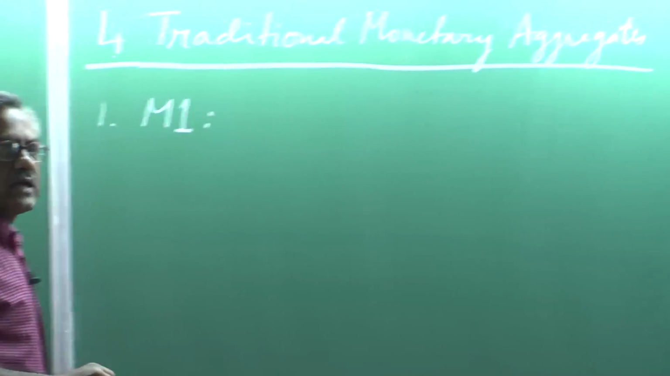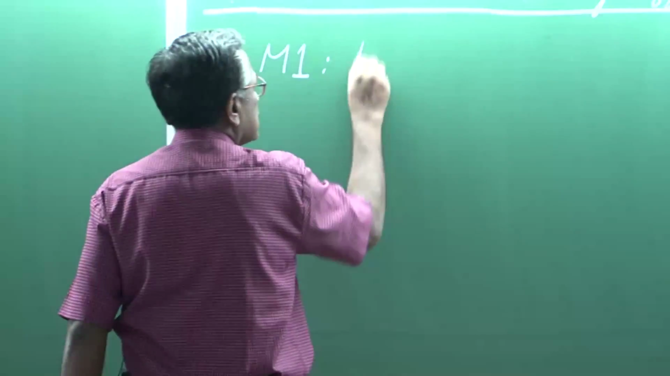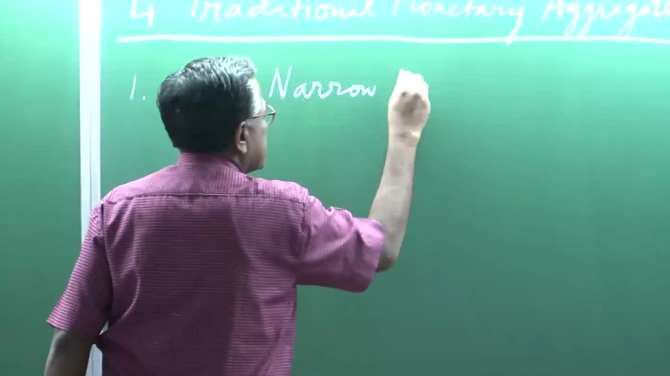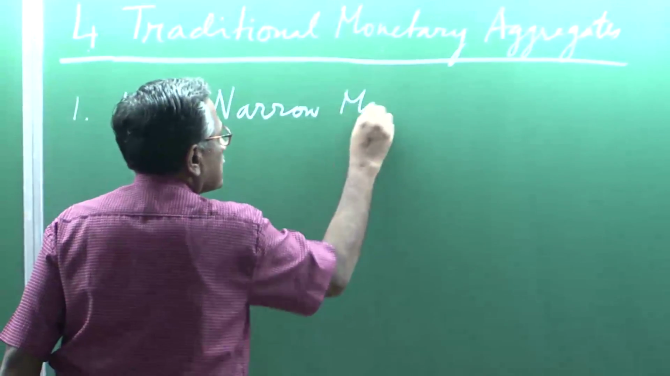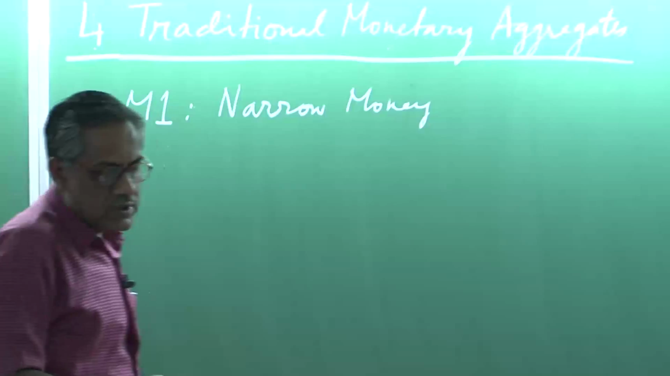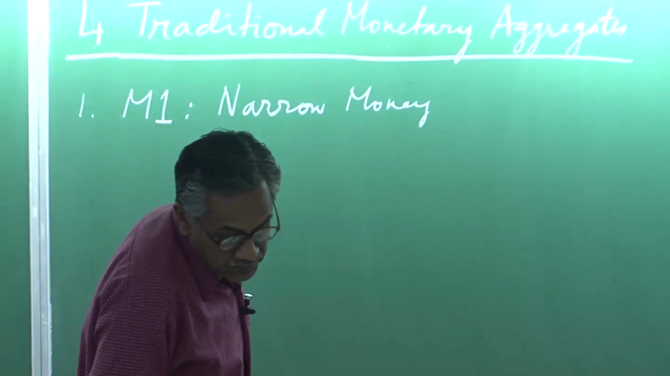M1 has another name also. It is called narrow money. That means its definition is narrow. Narrow in the sense there are only a few items in M1. What are the items? There are 3 items again.